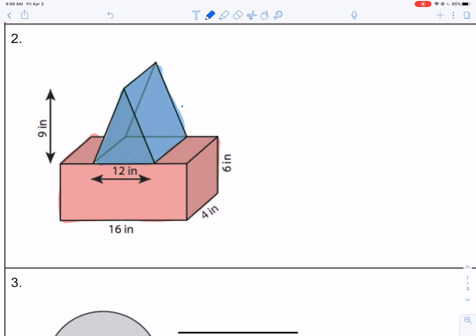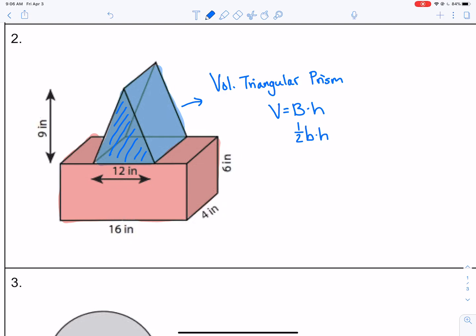Okay, so for the triangular prism, I'm going to write, this is the volume of a triangular prism. So the volume of any prism is the area of the base, so capital B, times the height. And in this case, the base of this prism is actually this triangular face of the prism. And so the area of a triangle is 1/2 base times height of that triangle. And then the height that they have in the formula is actually right there.